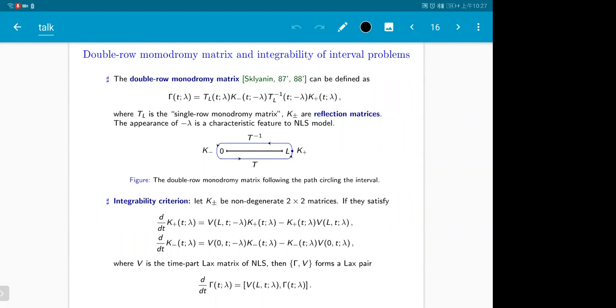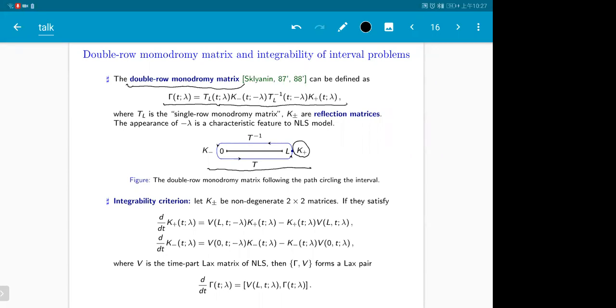Sklyanin's idea to deal with boundary problems, or a problem on the interval, is based on what is called the double row monodromy matrix. The double row monodromy matrix is defined in this way. Graphically, it can be presented as shown here. You have a certain matrix, called the reflection matrix, K plus or K minus, which encodes the boundary conditions at the two ends.